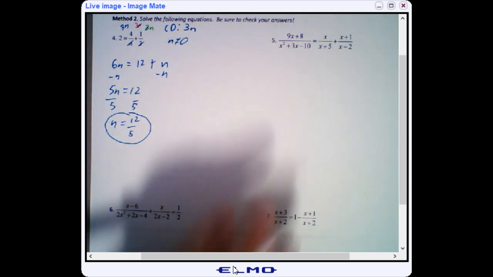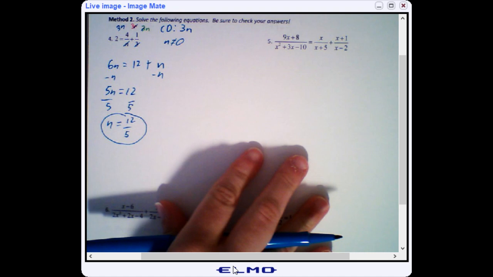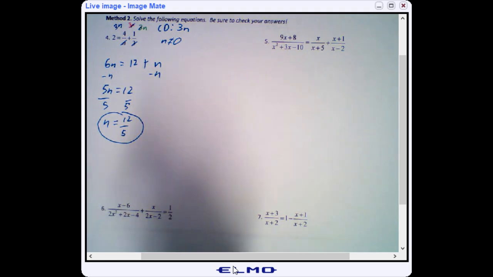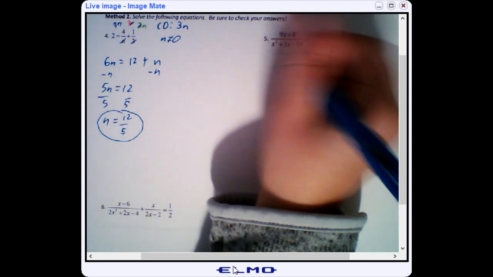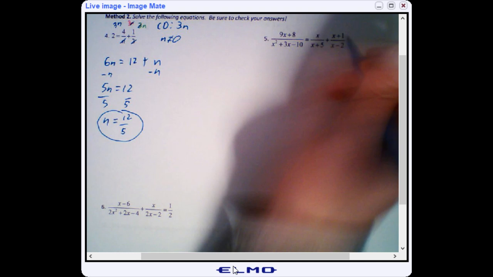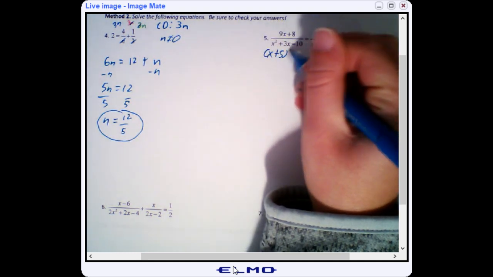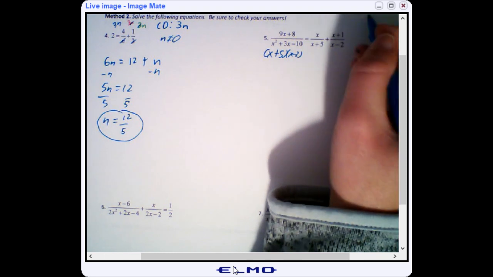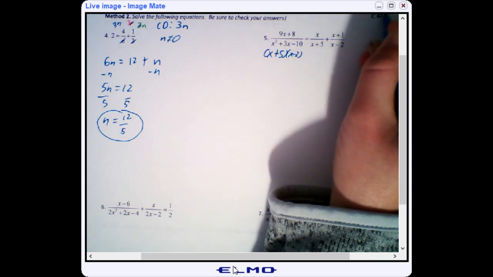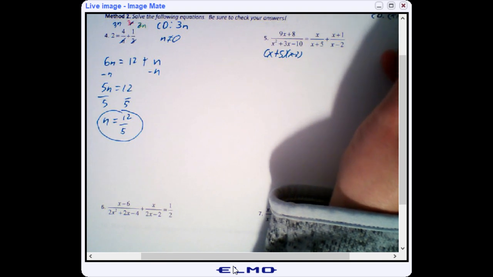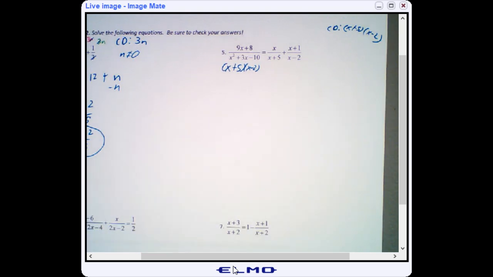For 5, just like when we add and subtract our rationals or multiply or divide and simplify, we always want to try and factor. So I'm going to factor x squared plus 3x minus 10 to find the common denominator. So x plus 5, x minus 2. So my common denominator has to have the x plus 5 and x minus 2 in it. I'm going to multiply each part by that common denominator.